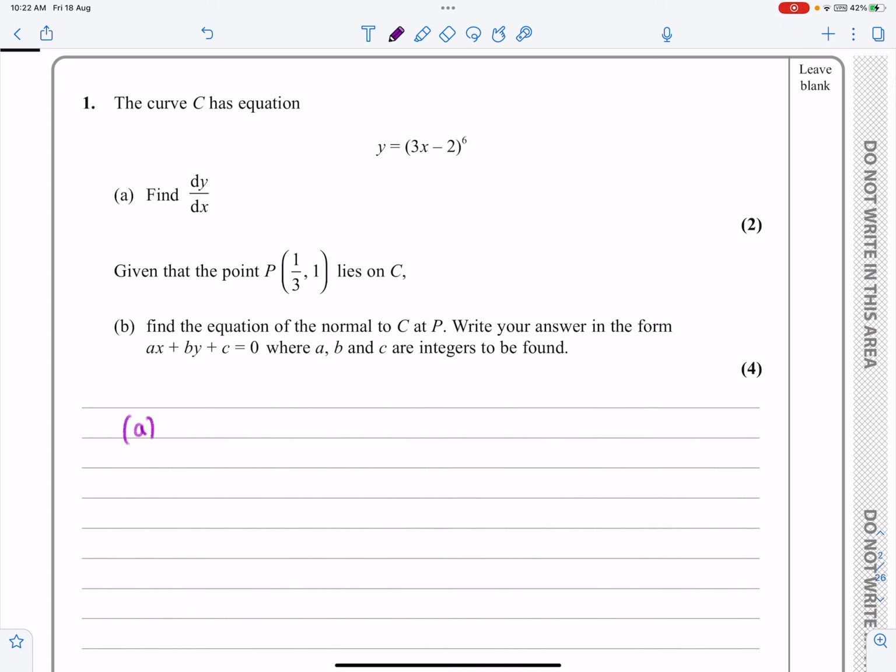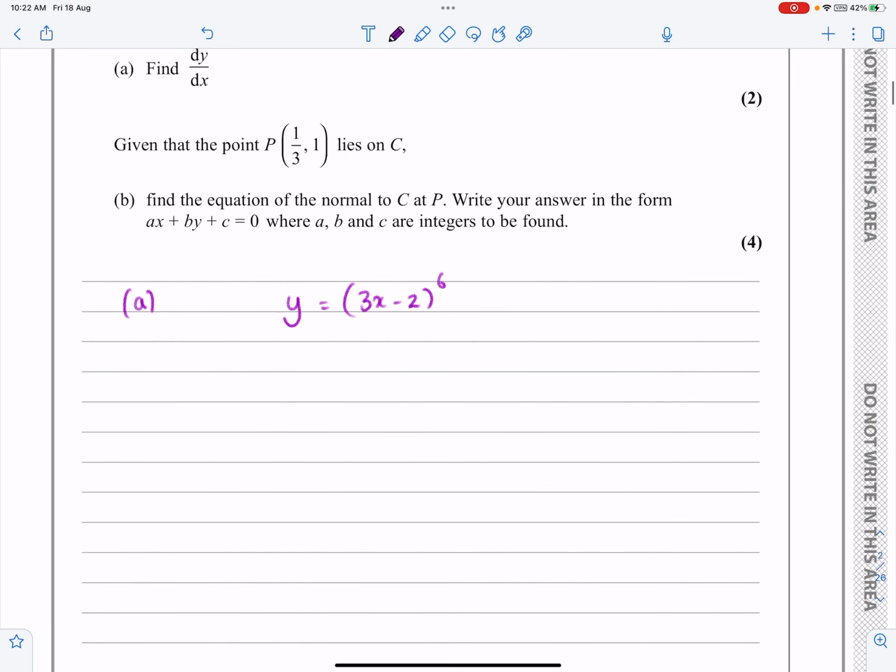Part A says we've got y equals (3x minus 2) to the power of 6. Can we find dy by dx? So by the time that we've got to doing past papers, we should be able to do the chain rule without necessarily writing out u and dy by du, du by dx. So I'm just going to do it straight ahead.